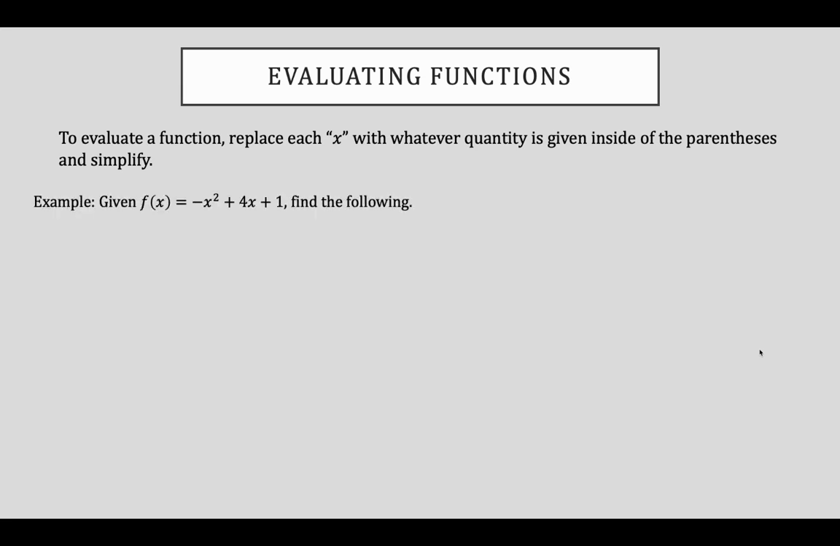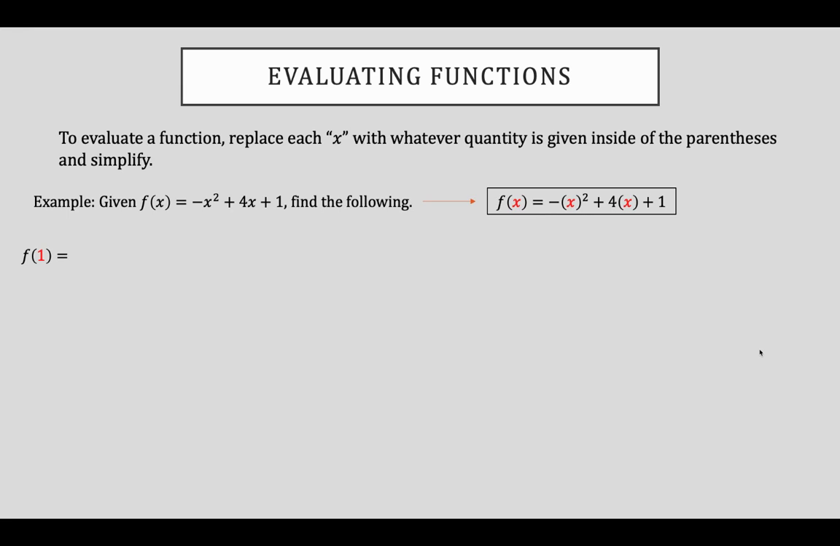Given the function f of x is equal to negative x squared plus 4x plus 1, find the following. Now, one thing I'd like to make note of here is that when evaluating functions, recognize that you are replacing the x's. Here I have outlined the x's in red for you. We have f of x is equal to negative parentheses x squared plus 4 parentheses x plus 1. It can often be helpful to put parentheses around those x's so that you can recognize what you have to replace. So, what do we need to do to evaluate f of 1?